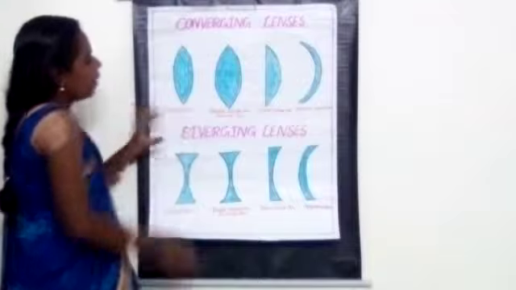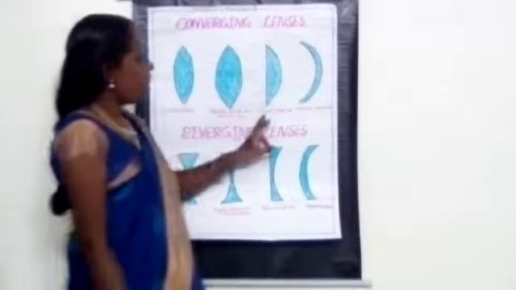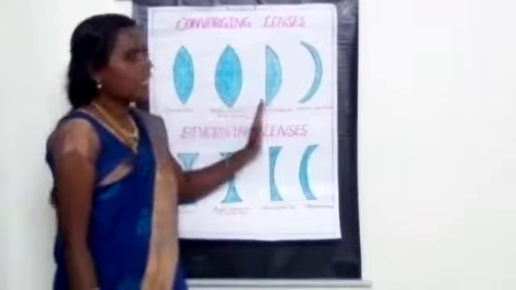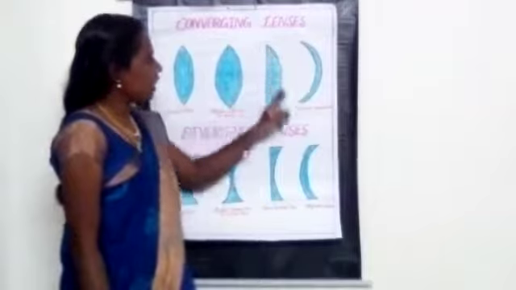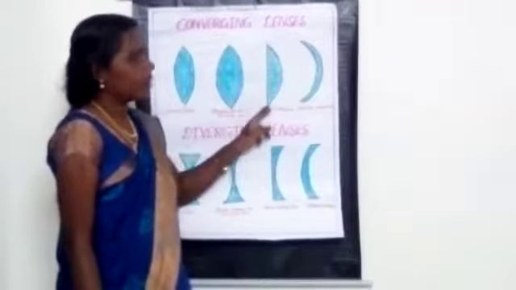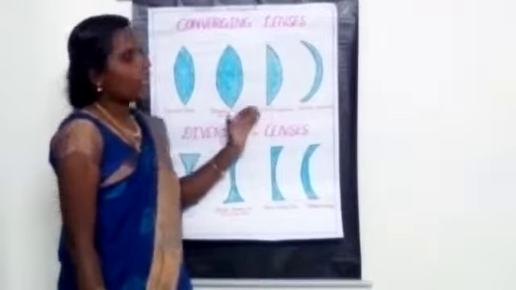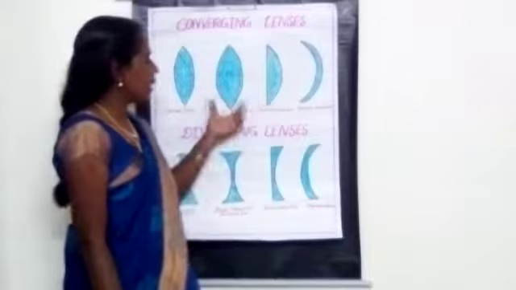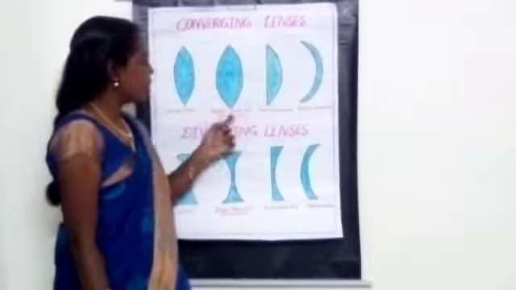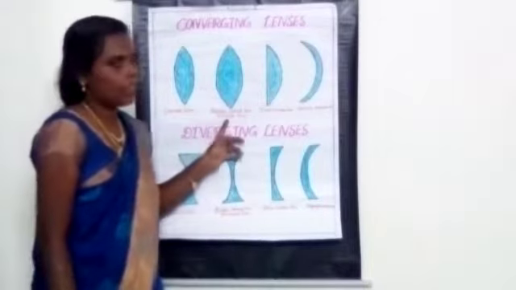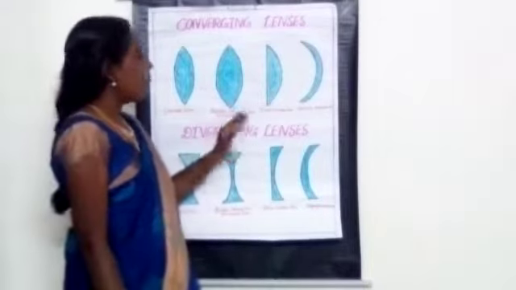In this plano convex lens, one side is a plane surface, and only one side is the refracting surface. That is called the plano convex lens. When the convex lens is on both sides, it is also called the biconvex lens.